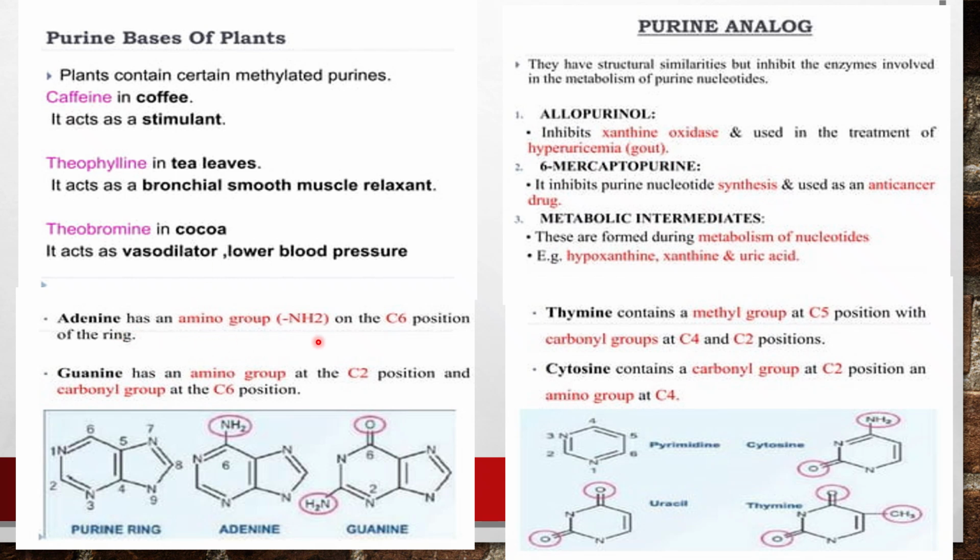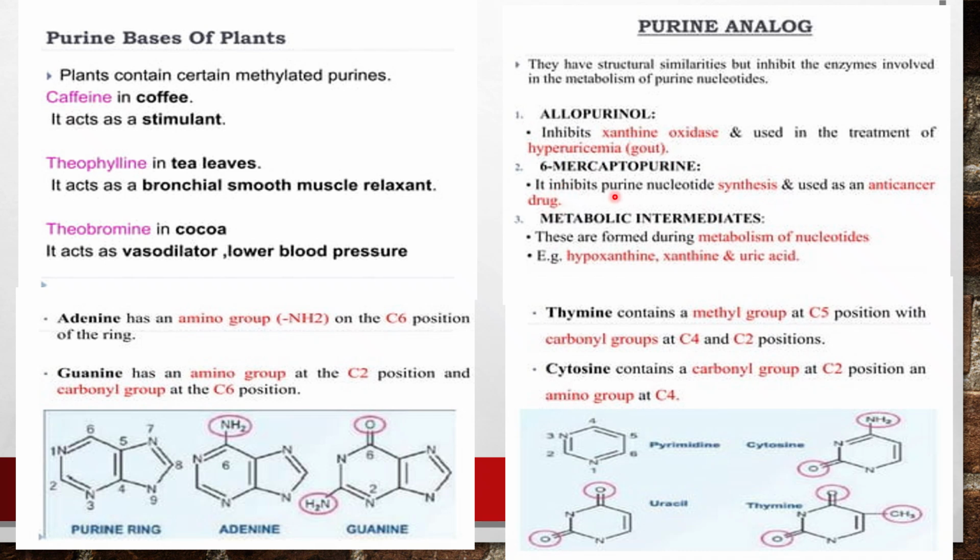So adenine has an amino group on the C6 position of the ring. Guanine has an amino group at the C2 position, and the carbonyl group at the C6 position. So this is the structure of the purine ring, already explained to you all. Purine analogs are of biological and clinical importance. They have structural similarities, but inhibit the enzymes involved in purine nucleotide metabolism. For example, allopurinol inhibits xanthine oxidase and is used in the treatment of hyperuricemia.